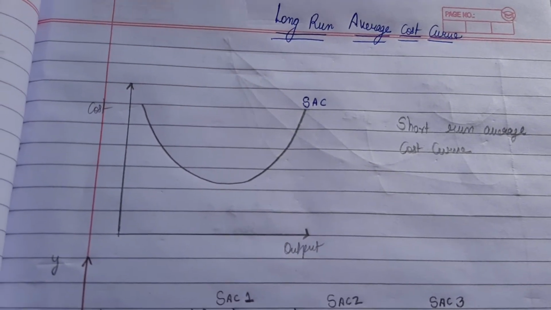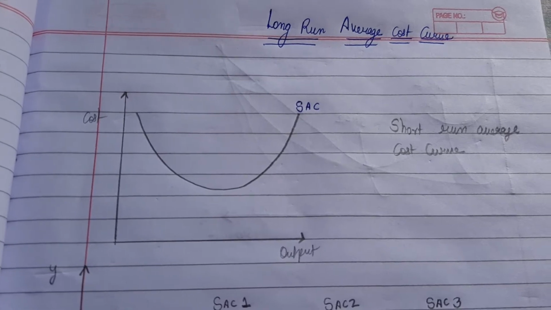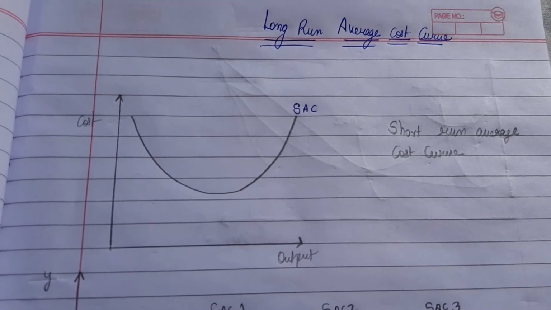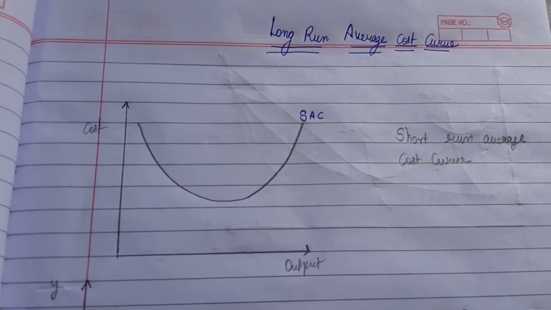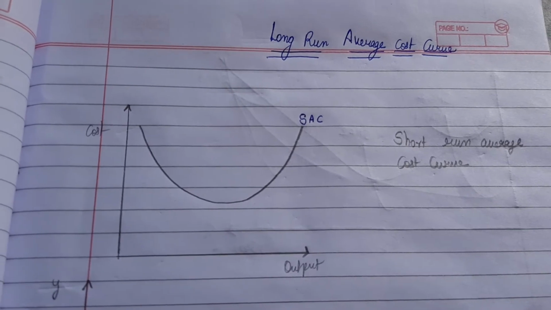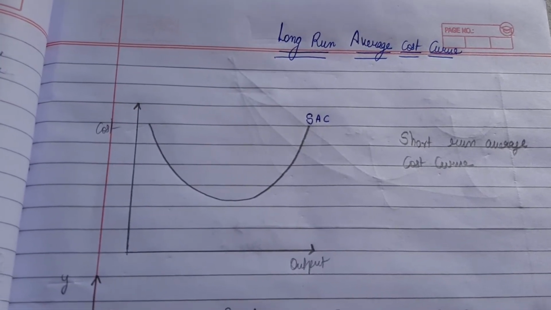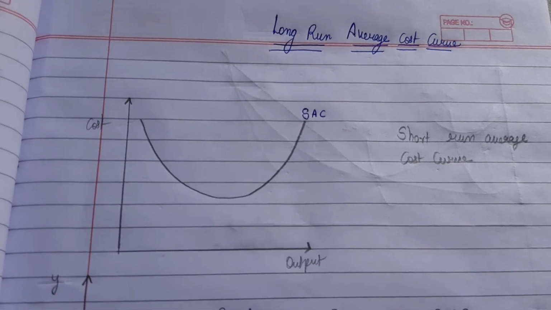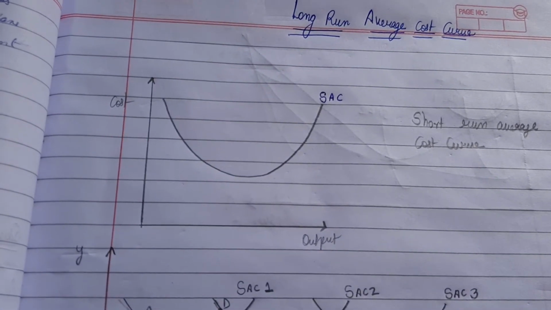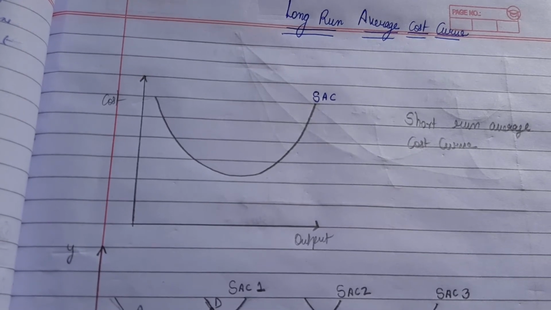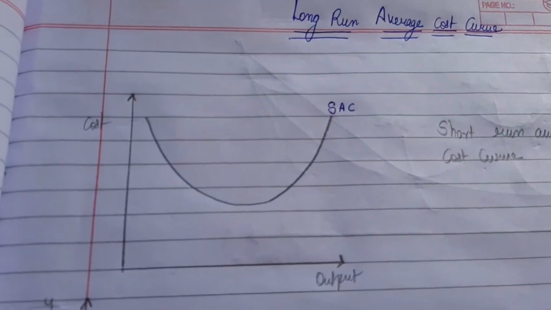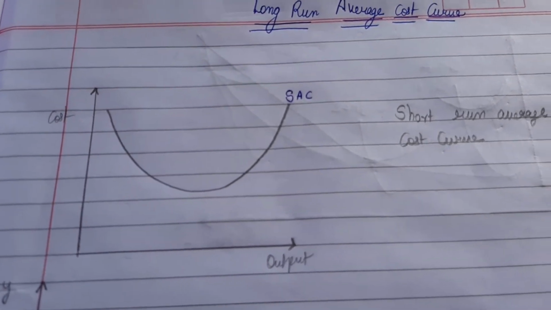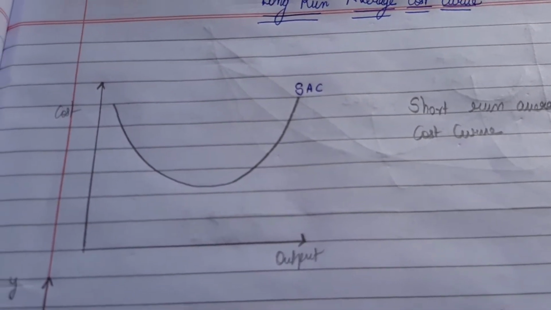Now, before we move on to the long run average cost curve, let us have a look at how the short run average cost curve looks. It looks the way it is shown in this graph. First, the average cost decreases, and then it becomes minimum, and then again it starts increasing. It is basically the sum of the averages of the fixed cost curve and the variable cost curve. So when we add those averages, we get a curve of this type. That is the short run average cost curve.